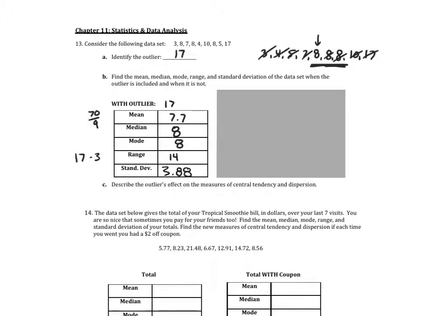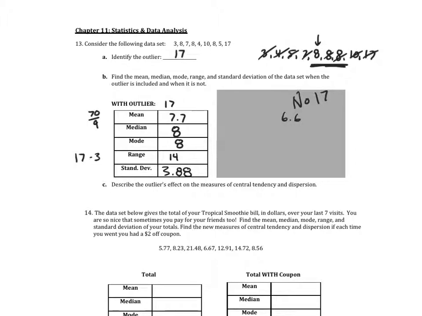3.88. All right, now what we're going to do is do the exact same process, but we're going to get rid of that 17. Okay, so there's going to be no 17 in our data this time. So when we go through each of these, we're going to do the same thing, add up all the numbers, but don't use 17. So I think we get 53 divided by 8, and that's 6.6.